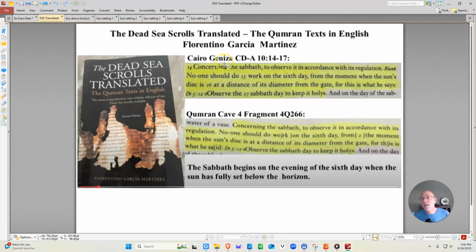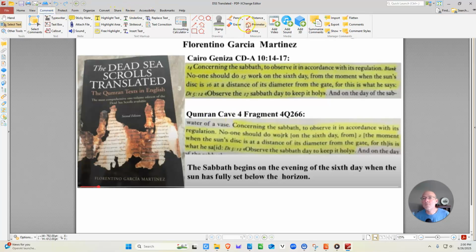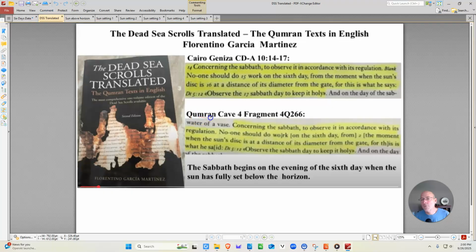First of all, we have the Cairo Geniza, which actually predates, at least in terms of being found, the Qumran cave findings. So I think this was around 1897 that they found this, and this would be in 1947, 48, 49, something like that. Doesn't mean that this is older, it just means it was found first. So this is how the Qumran cave fragment reads, and let me see if I can follow it here.